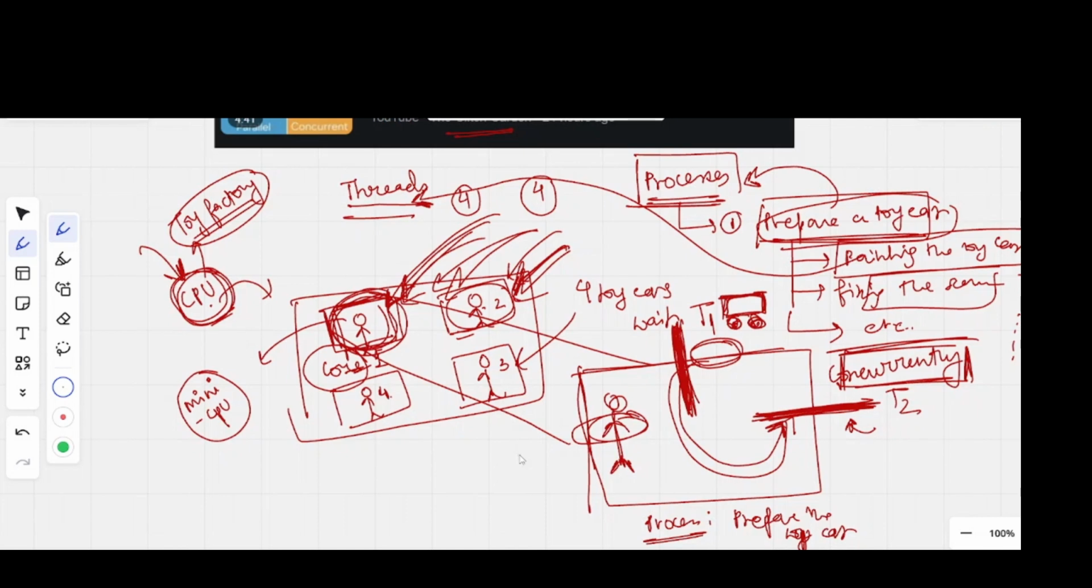So these threads can only be executed concurrently. That is, this worker can switch between threads only when he has to wait in a particular thread, or if the thread has completed. So this is what threads and processes are. I hope the difference is clear.